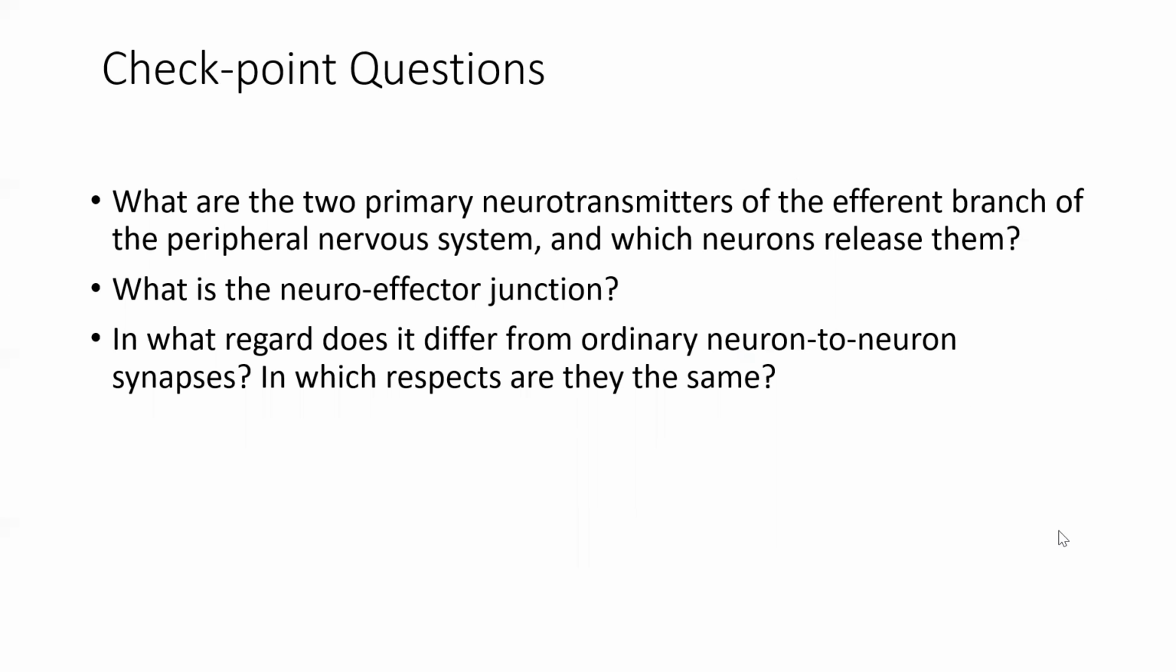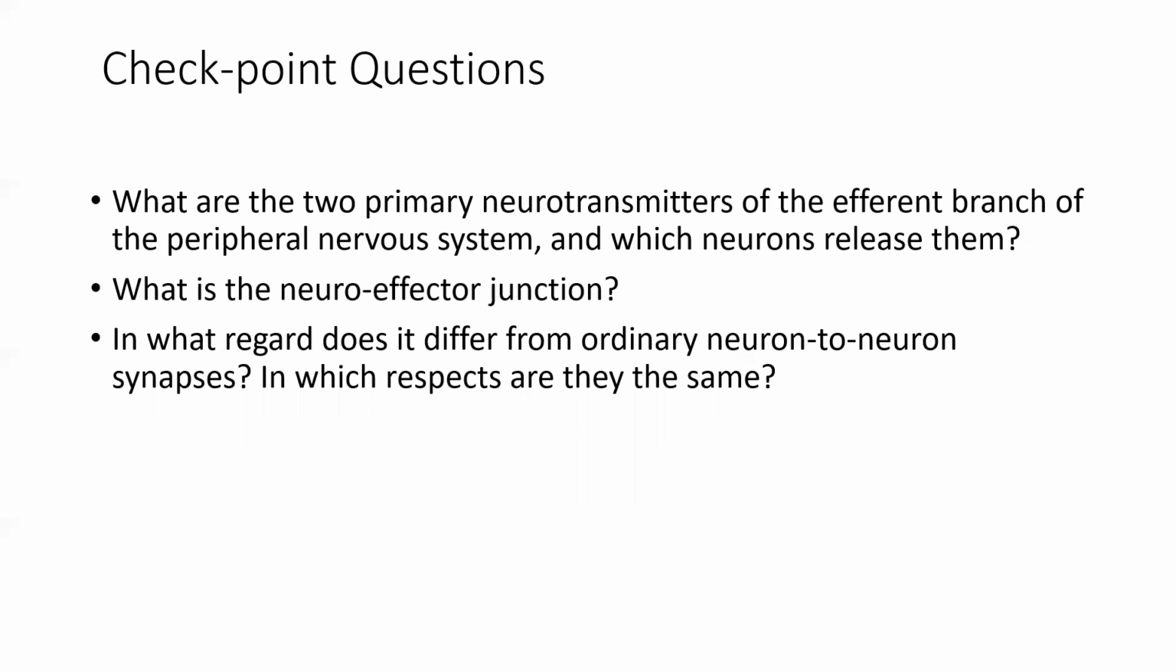Number two, what is the neuroeffector junction? This is the junction between the postganglionic neuron and the effector tissue. It's different and separate from the neuron to neuron synapse, which is at the autonomic ganglia. It's also different from the neuromuscular junction, which we will speak about in our next unit. The neuromuscular junction is where we have a neuron synapsing onto skeletal muscle. Remember, we're not talking about skeletal muscle here. The autonomic nervous system does not control skeletal muscle.